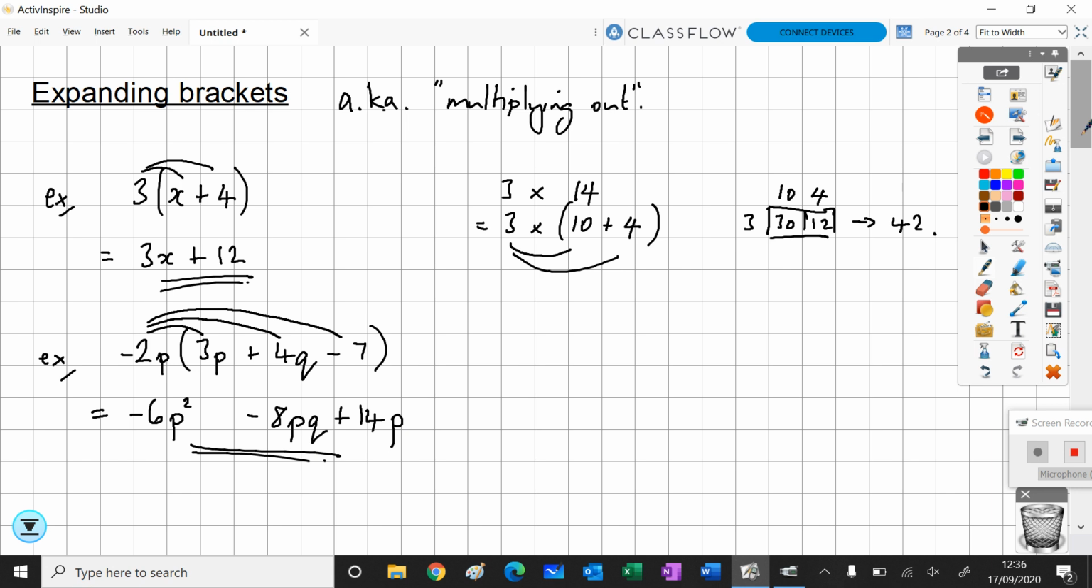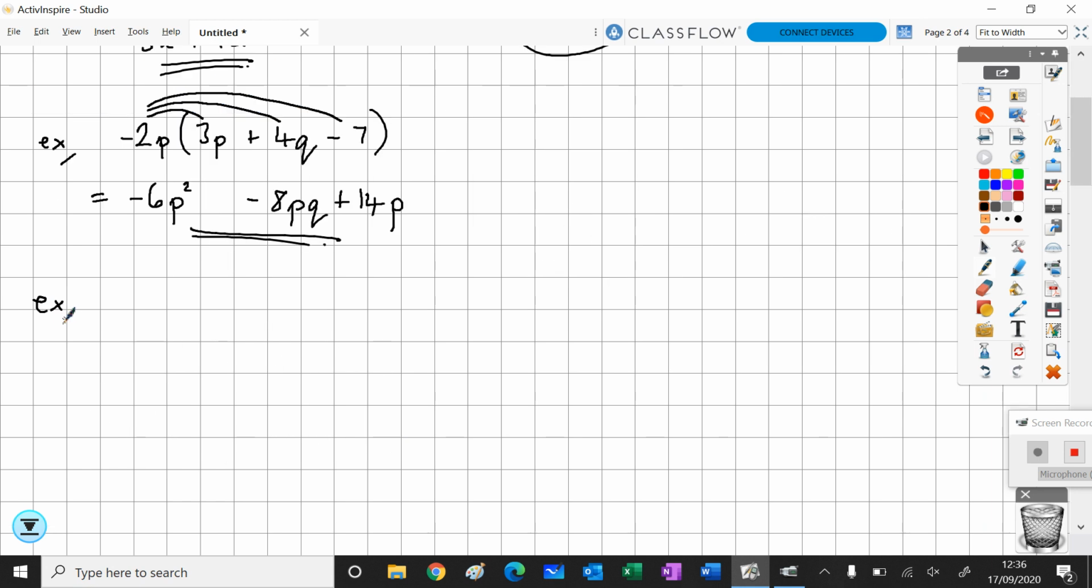It gets a bit more complicated if you need to expand double brackets. Let's have a look at x plus 2 times x plus 5. And again, it's perhaps helpful to think of a numerical example just to help us understand what's going on. Let's suppose you had to do 12 times 15. We could write this, you wouldn't, but we could write it as 10 plus 2 for the 12 times 10 plus 5. So we've got the same structure as we do here in the algebra.